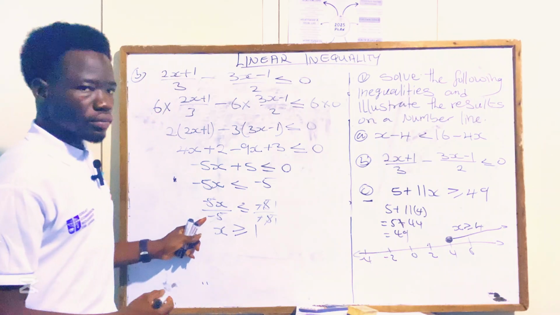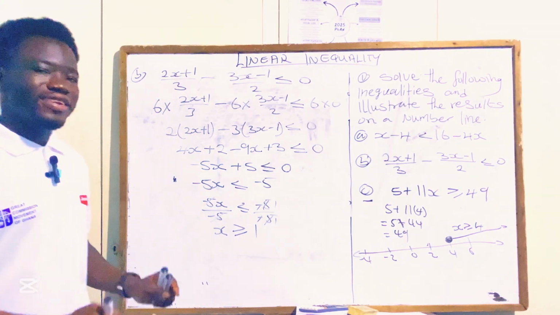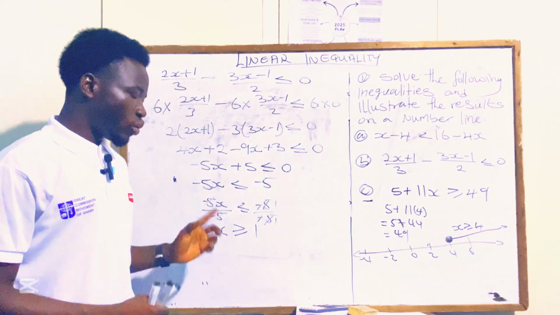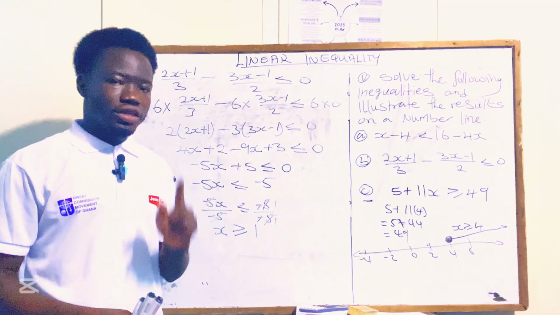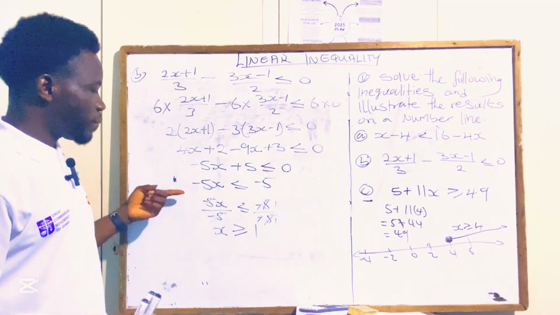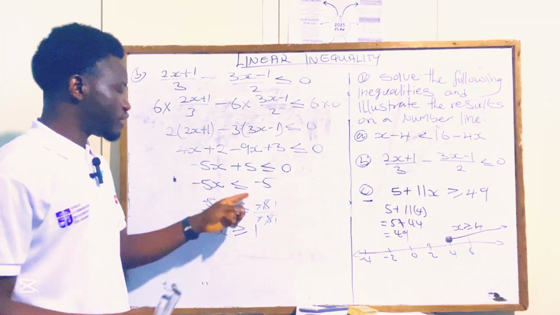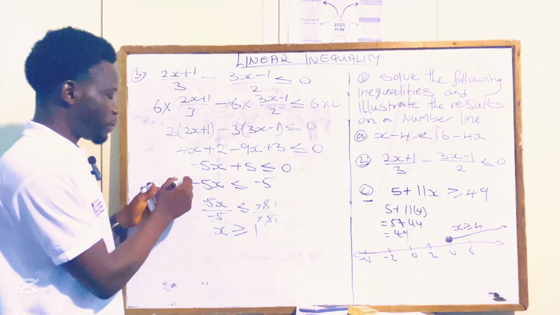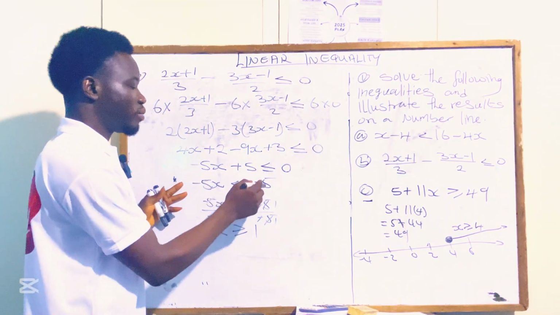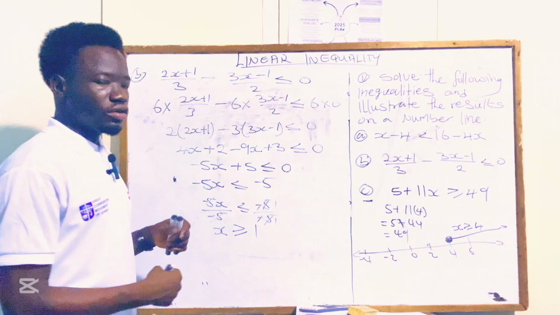So now my x is greater than or equal to 1, because I'm dividing by the negative sign. If I was multiplying through by the negative sign to eliminate this, it means the sign will also change. That is, if I multiply by negative here to eliminate this negative, and multiply by negative here, then the sign will also change.